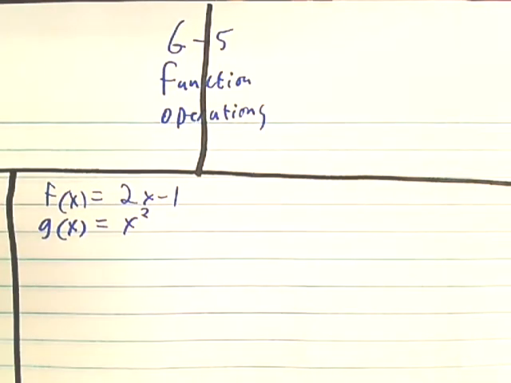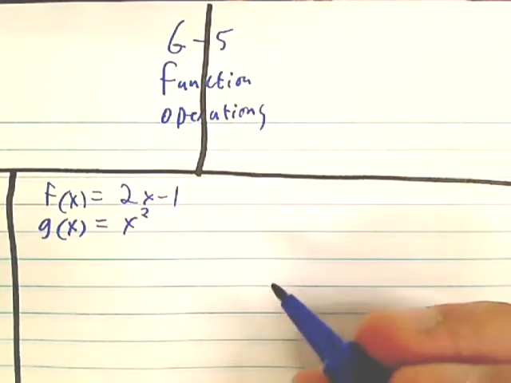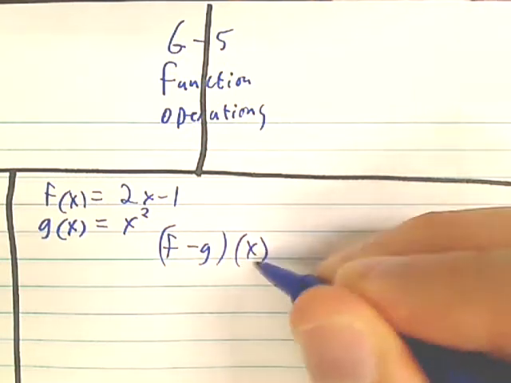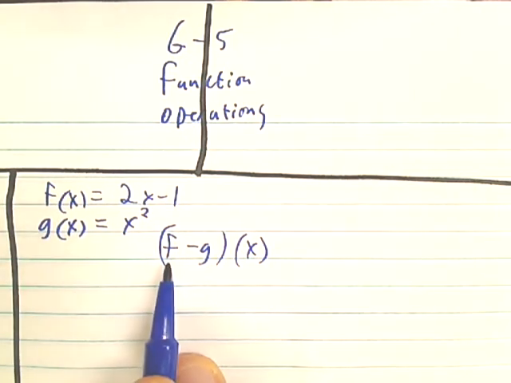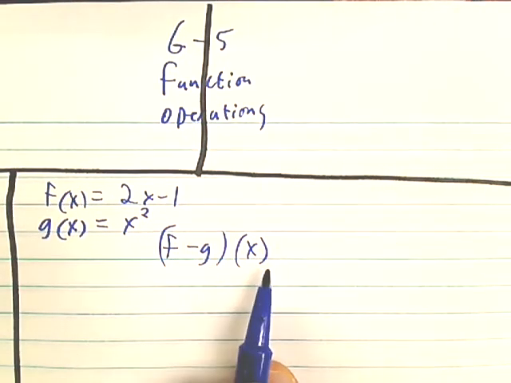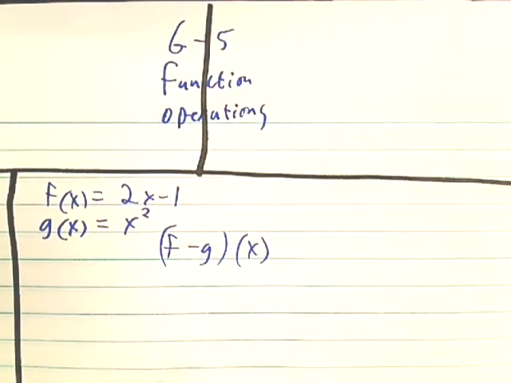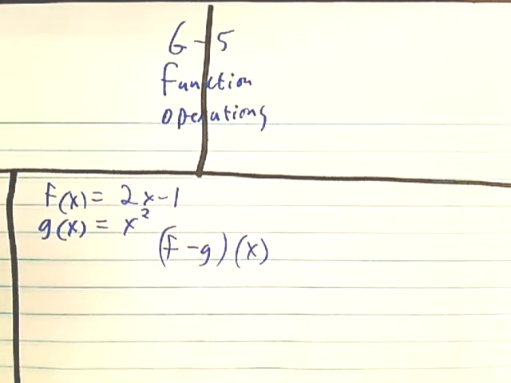To write a function operation, I'll write something like this: f minus g of x. And that just says take function f minus function g, and we're using the variable x. I could change this variable. I could write an a, and then we just write an a instead of an x. We'll just replace whatever is there, but we usually don't change that.